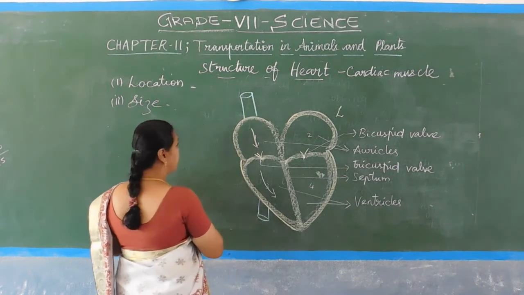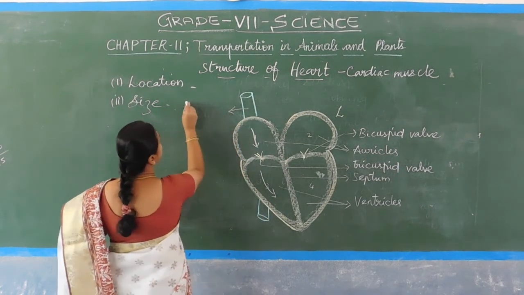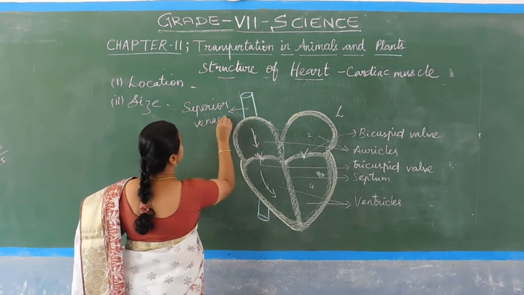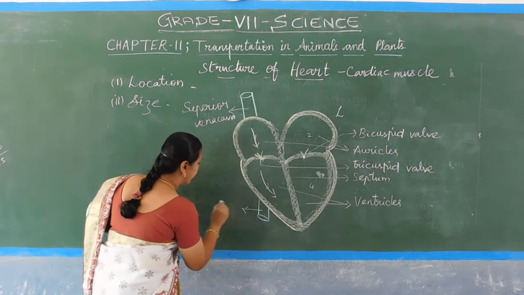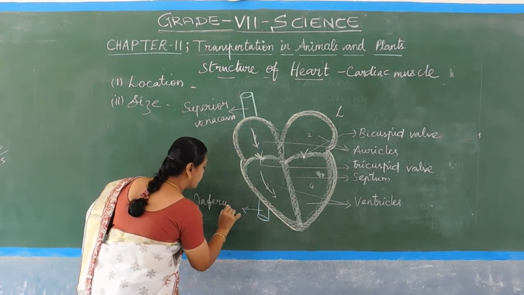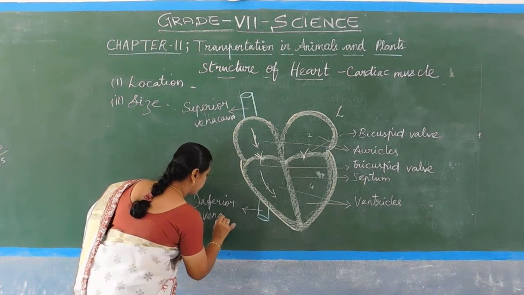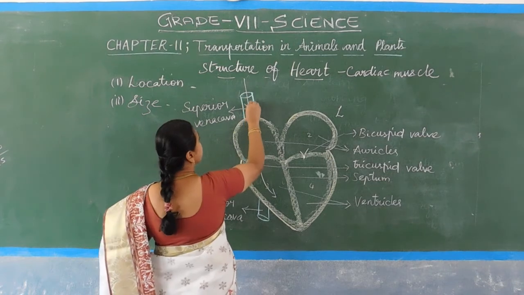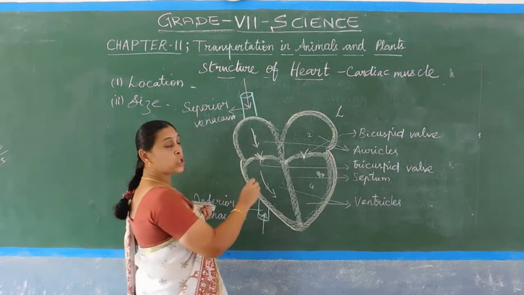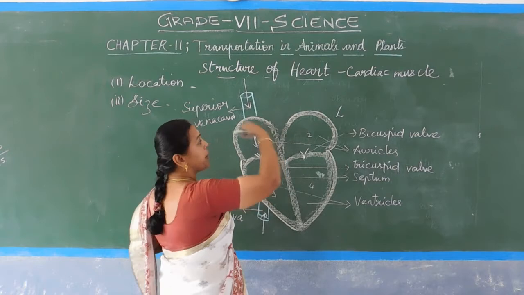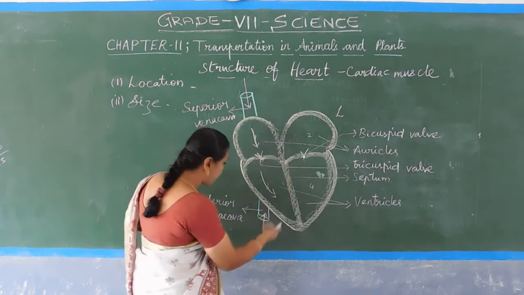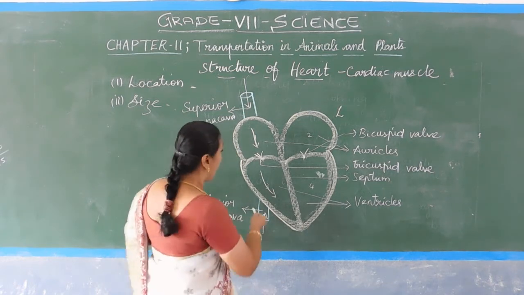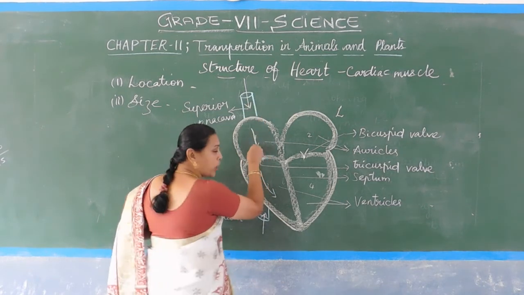This is the blood vessel called superior vena cava. And this is inferior vena cava, through which the blood enters the heart. Through the superior vena cava, the blood is collected from the upper region of the body, and through the inferior vena cava, the blood is collected from the lower part of the body, and it enters the right auricle.